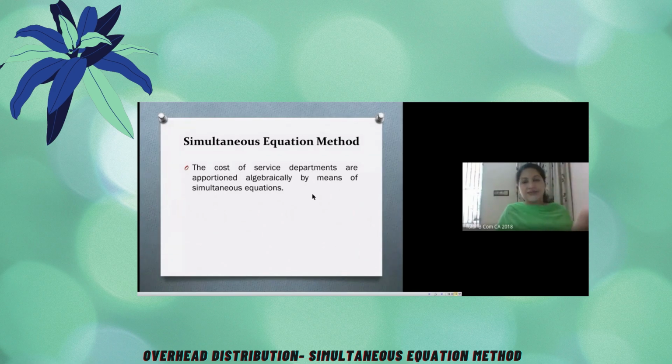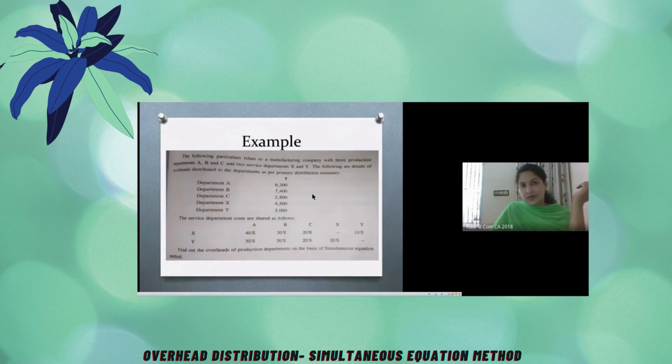As the name suggests, this method involves formulating an algebraic formula and solving it to go ahead with the secondary distribution. So listen to me very carefully. I will be showing this with an example. This is the question. I have displayed the question in front of you. As you can see, the primary distribution summary is already given, for departments A, B, C, X, and Y. Now we are asked to prepare the secondary distribution summary using the simultaneous equation method.